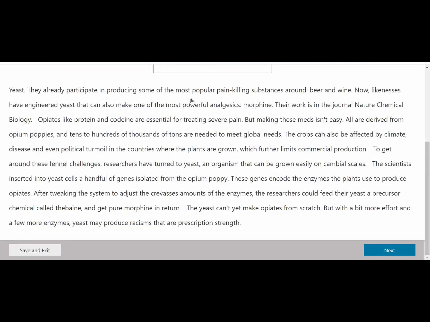Yeast. They already participate in producing some of the most popular pain-killing substances around, beer and wine. Now, scientists have engineered yeast that can also make one of the most powerful analgesics, morphine. Their work is in the journal Nature Chemical Biology.